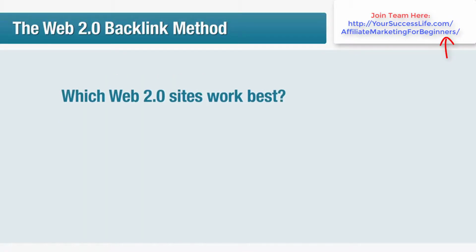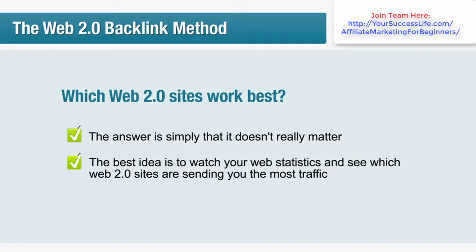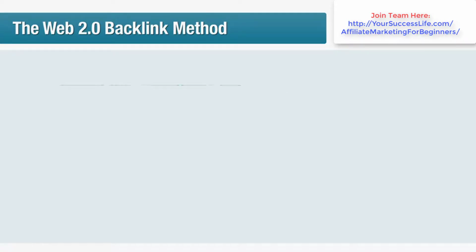So which of these sites work the best? Well, this is a really common question, but the answer is simply that it doesn't actually matter. The sites that work for you might be different from the sites that work for other affiliate marketers, so don't get too hung up on this issue. The best idea is to watch your web statistics and see which Web 2.0 sites are sending you the most traffic. From that information, you can weed out the ones that aren't working and focus on the ones that are. Most web hosting companies will give you a basic stats package that allows you to see where your traffic's coming from. And forget the nofollow tag.